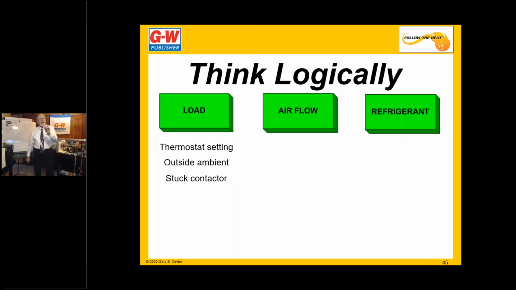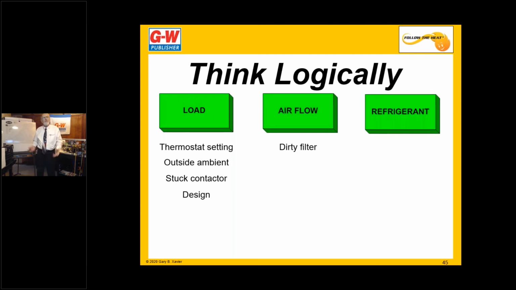But in his situation, the contactor was stuck closed. So the compressor continued to run even though the thermostat wasn't calling for cooling. Wow, what a find. So simple a problem, but it pulled the pressure down on the coil. So do the easiest ones first. That's thinking logically. If it's not load, then we go to the next easiest group, and that's airflow.